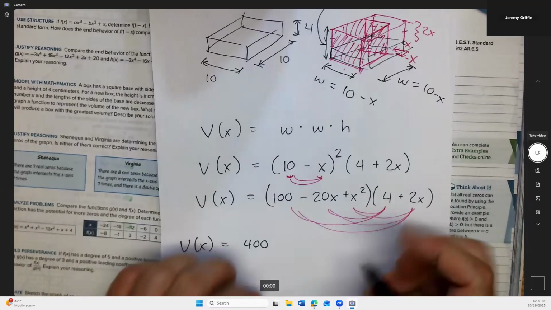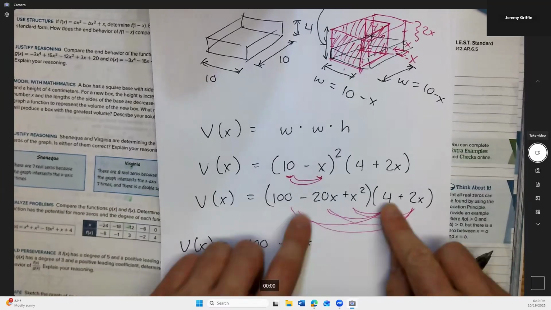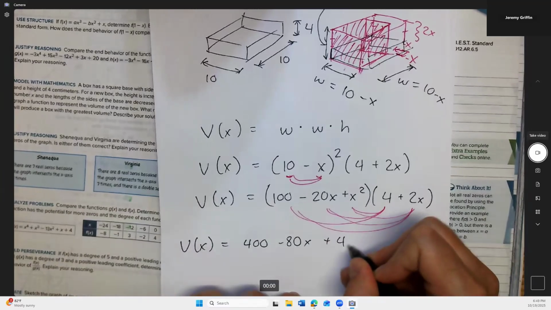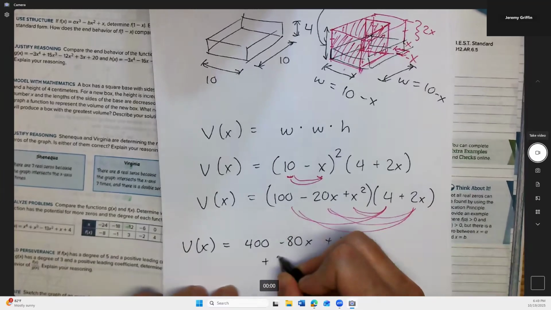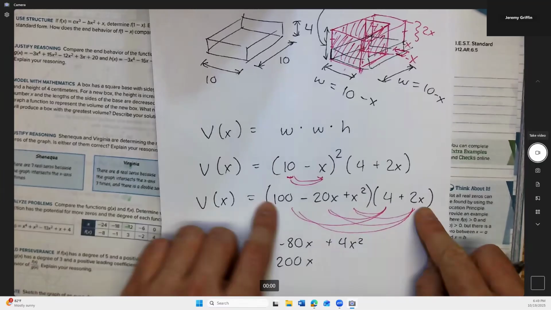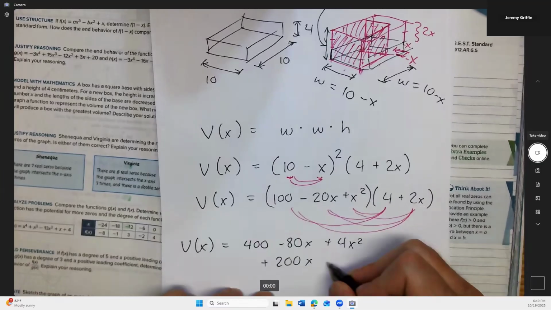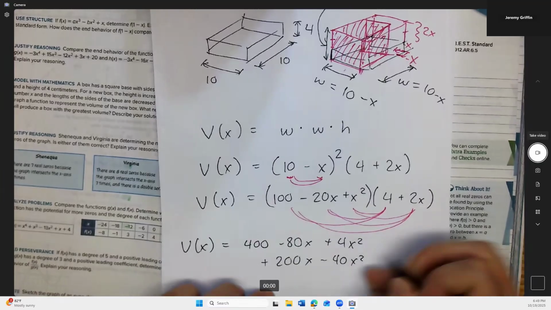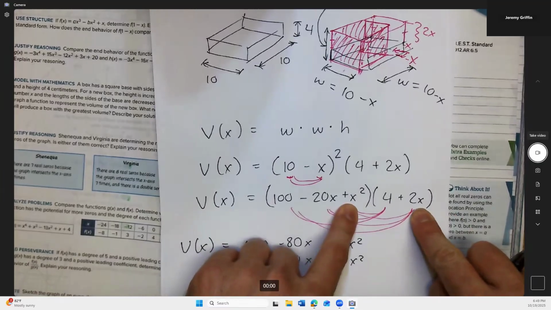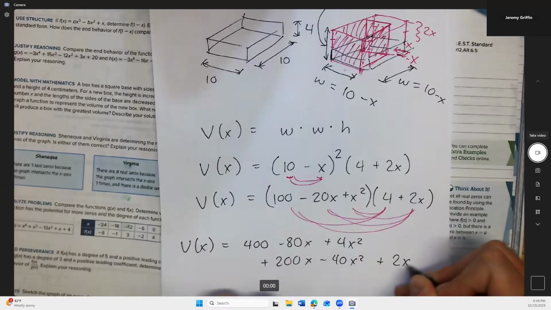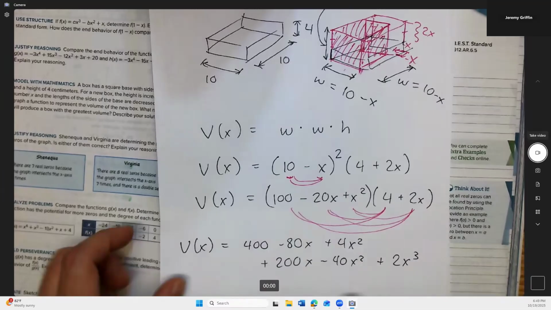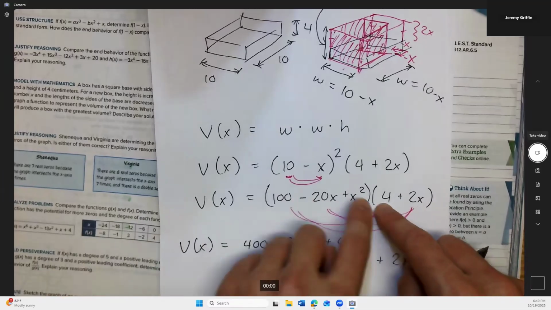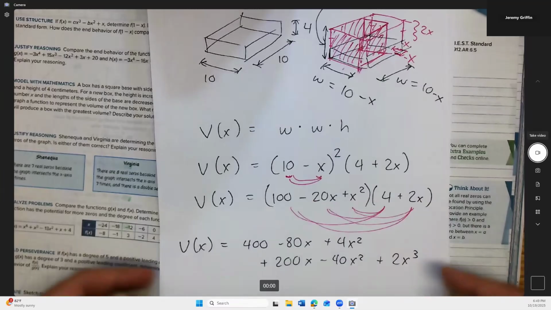minus 80x plus 4x squared plus 200x minus 40x squared, and then plus 2x to the power of 3, because it's 2x times x squared. That's right. Okay, so there's 1, 2, 3, 4, 5, 6. 6 terms right there. Okay.